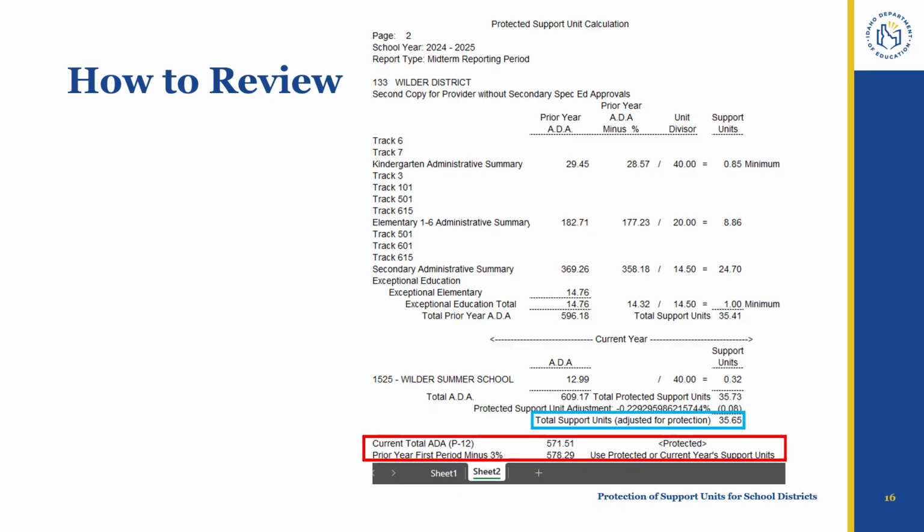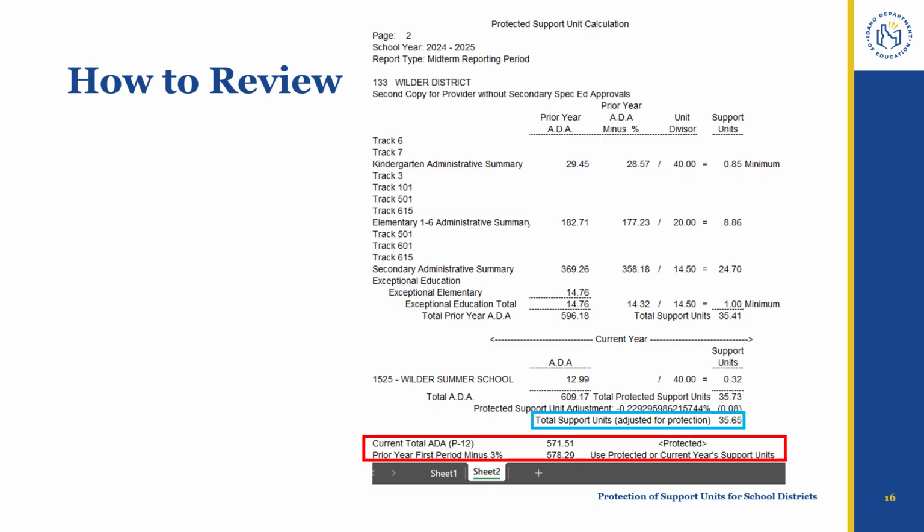We've emphasized the area that is in the red box. It displays the message of protected or not protected. In the example, the school district is protected because their current total ADA is less than their prior year ADA minus 3%. The rest of the report details the calculation of total protected support units, beginning with the prior year's ADA, reducing it by 3%, and then applying the appropriate unit divisor.